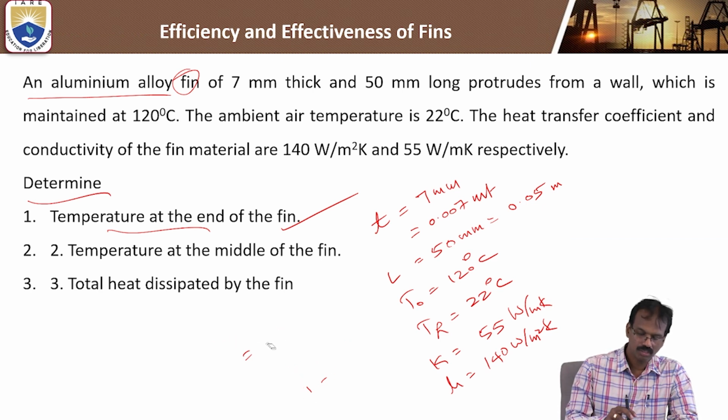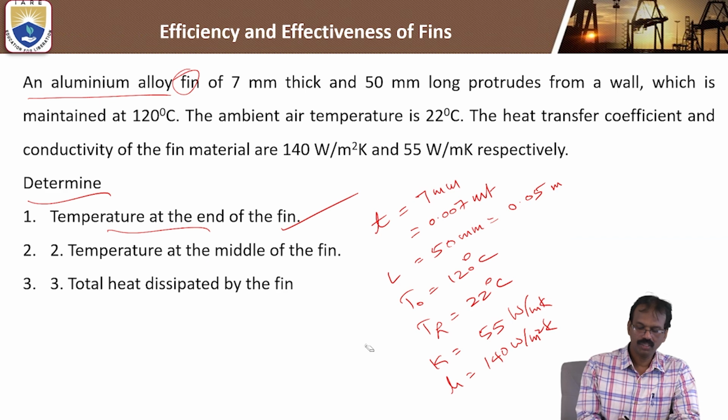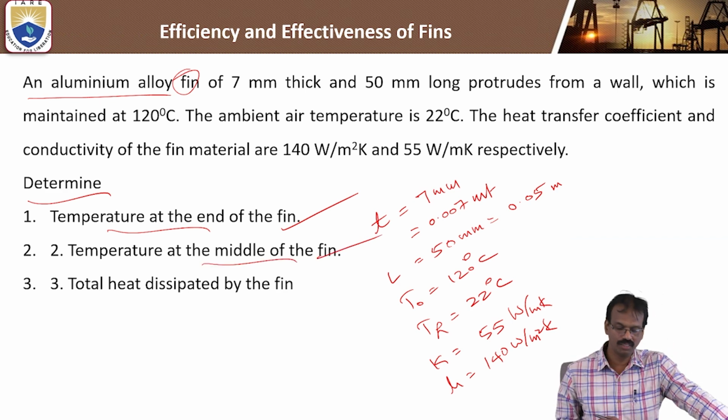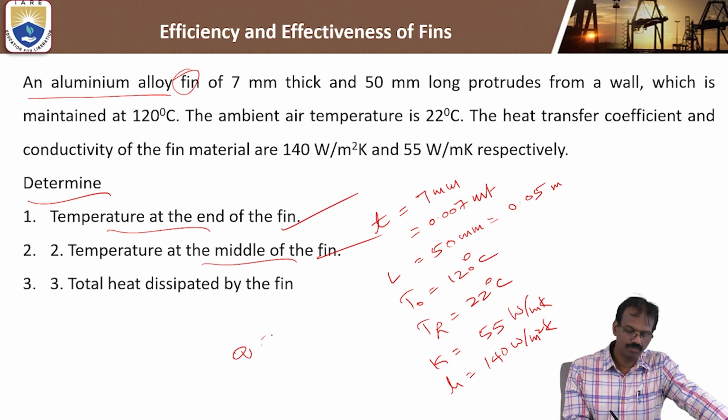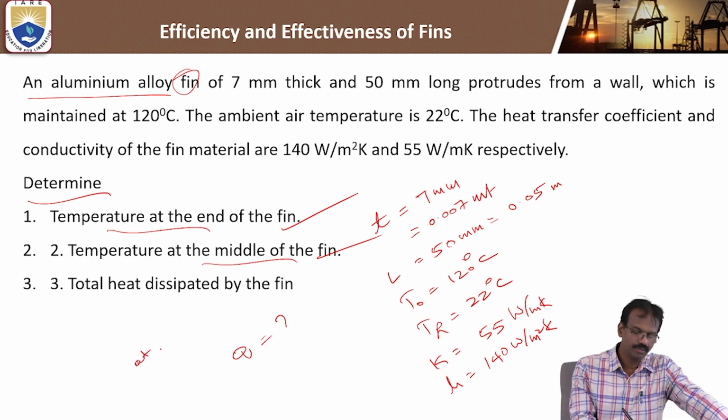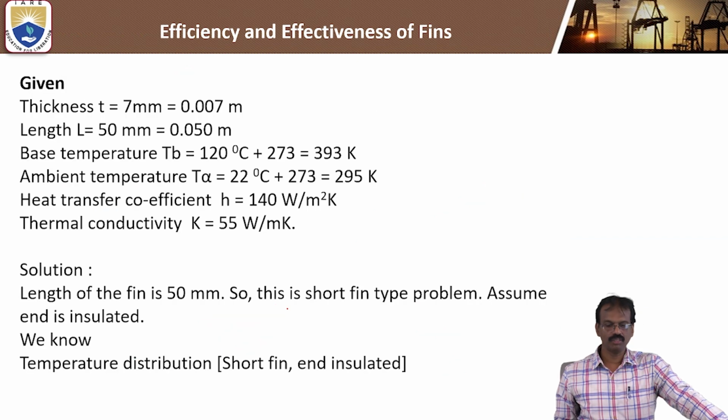Okay. Next one, we'll see the temperature at the middle of the fin. Middle of the fin means 50 by 2, distance x is equal to 25 mm. Next, total heat dissipated by the fin. So Q, you have to find out. Okay. So temperature at the end, T at x equal to 50 mm, and T at x equal to 25 mm. You have to find out these values. Okay. We'll see one by one.